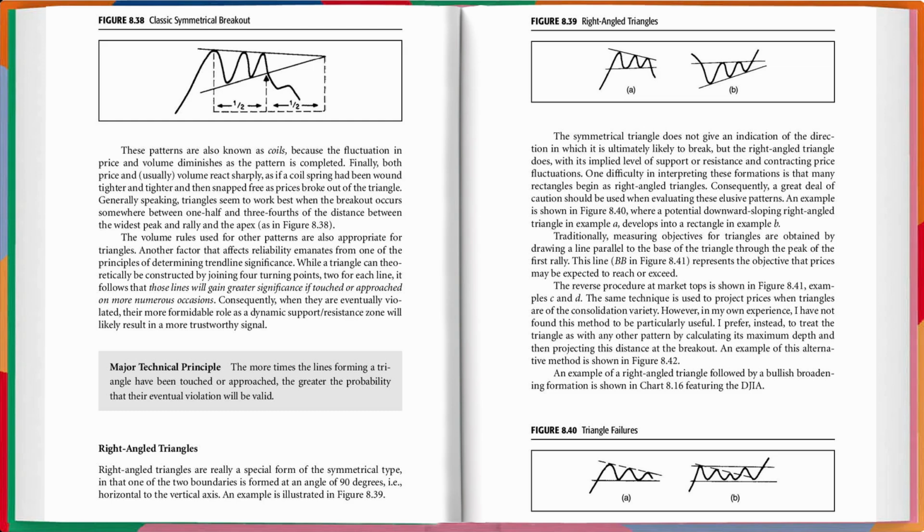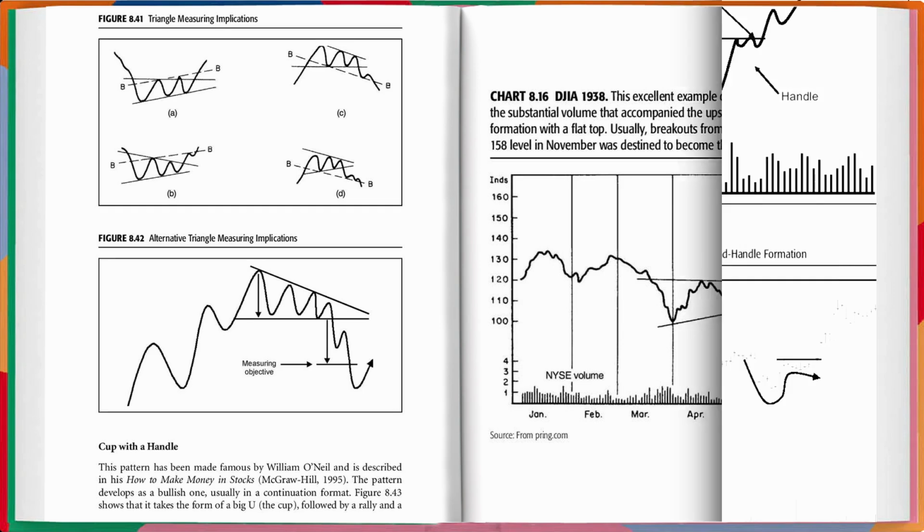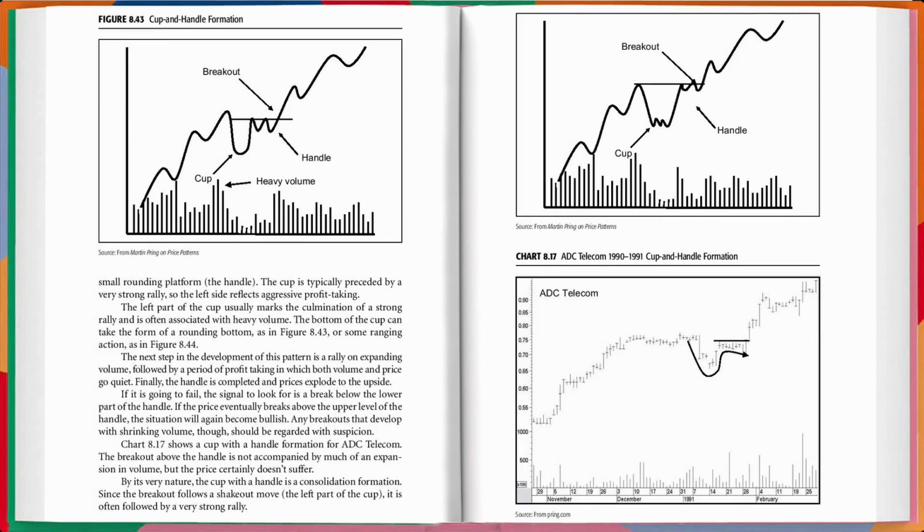An example of a right-angled triangle followed by a bullish broadening formation is shown in Chart 8.16 featuring the GIA cup with a handle. This pattern has been made famous by William O'Neill and is described in his How to Make Money in Stocks, McGraw-Hill, 1995. The pattern develops as a bullish one, usually in a continuation format. Figure 8.43 shows that it takes the form of a big U, the cup, followed by a rally and a small rounding platform, the handle.